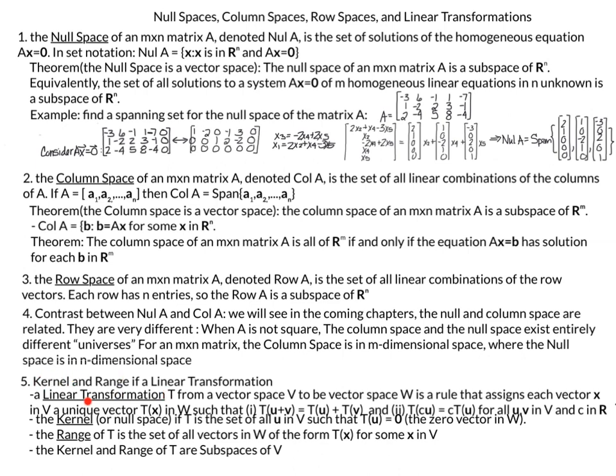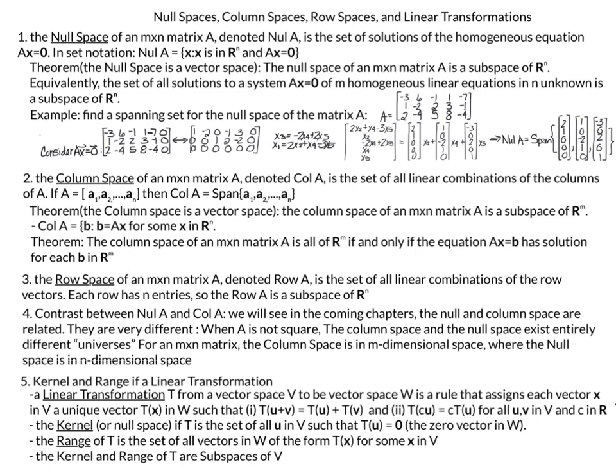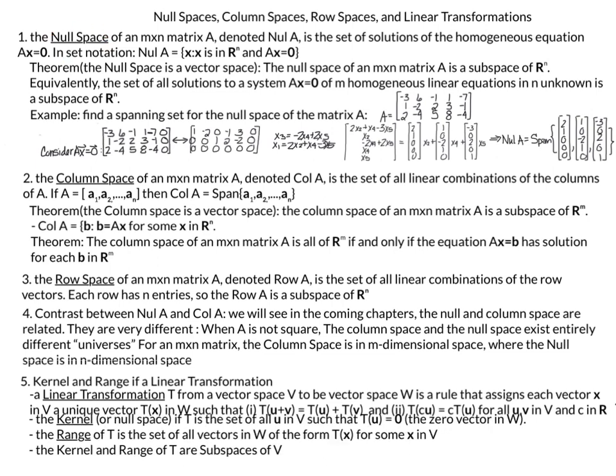So the kernel is the null space of a transformation T, and the range of T is the set of all vectors that get mapped to from T. So it's the set of all vectors T of X for some X in B. That's it for our quick overview, so we can start by looking at the null space in more detail.